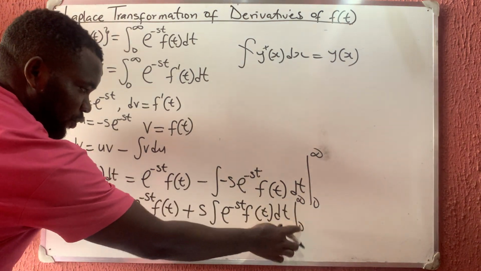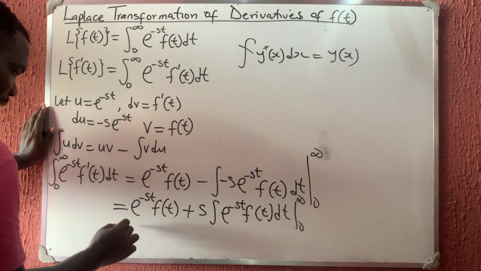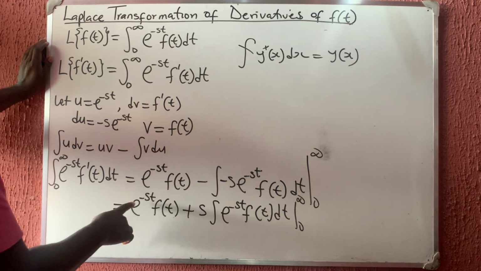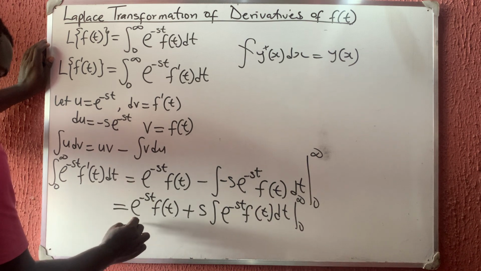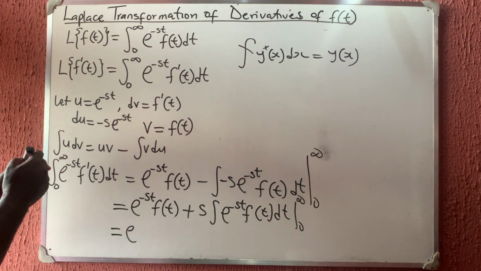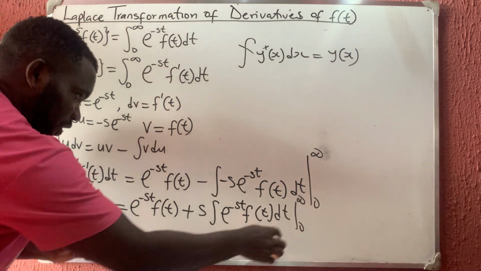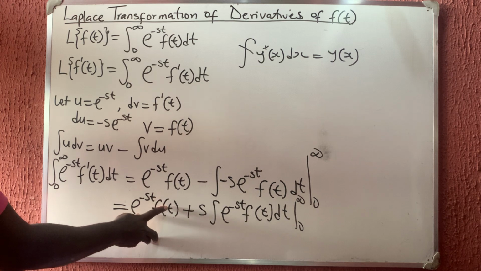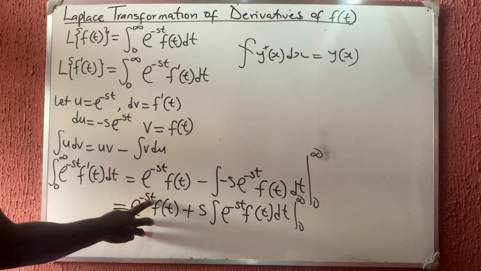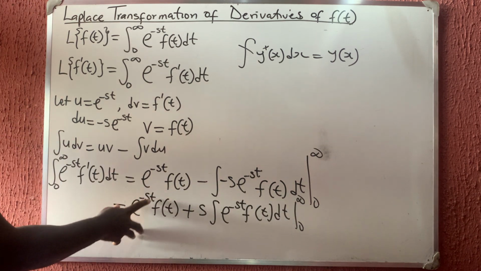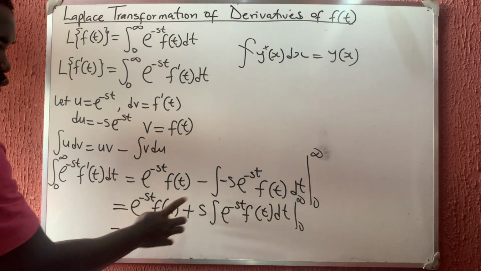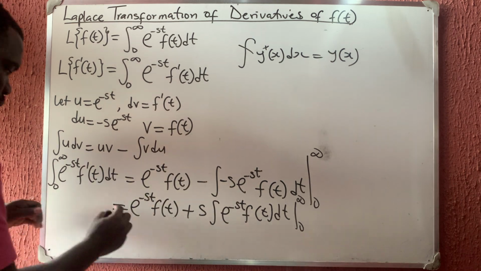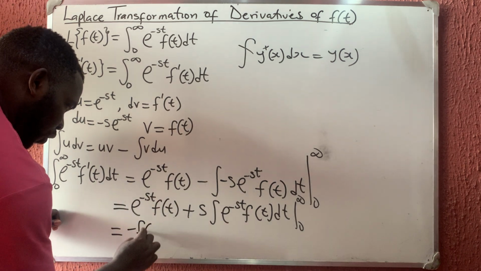Then minus, if I put infinity here, this is e raised to power infinity times s. We are putting t to be infinity, so infinity times s is infinity, and e raised to power negative infinity will give us 0. 0 times anything is 0. Minus, when you put 0 now, anything raised to power 0 is 1, and 1 times this gives what I have here, which is just minus f of 0.